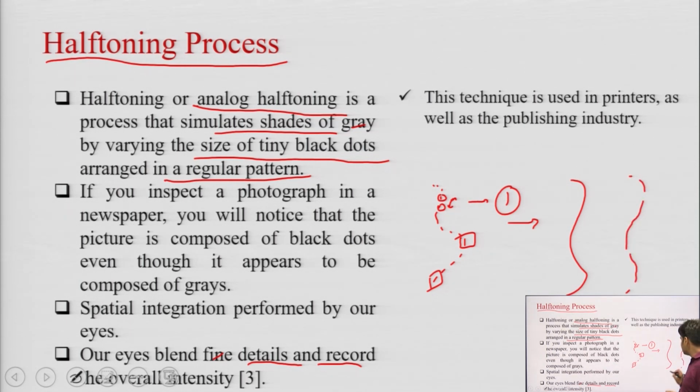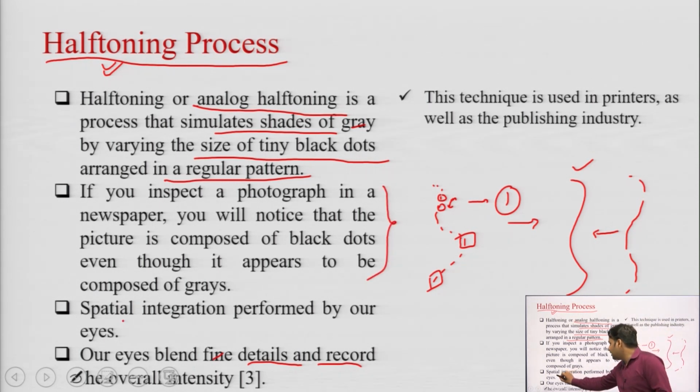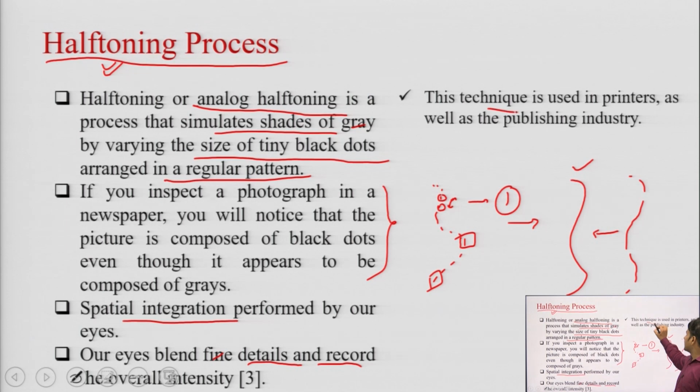It will not look dotted; it will look like a straight line in this order. That process belongs to the halftoning process, which is what we are talking about here. Spatial integration is a very important parameter we have observed, and this technique is used in printers as well as the publishing industry.